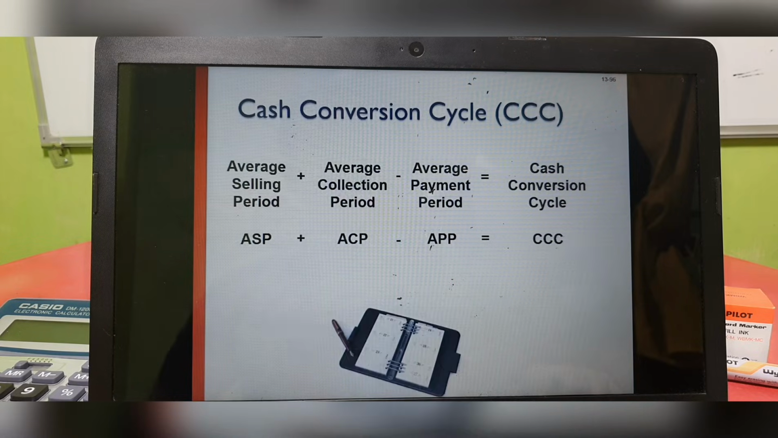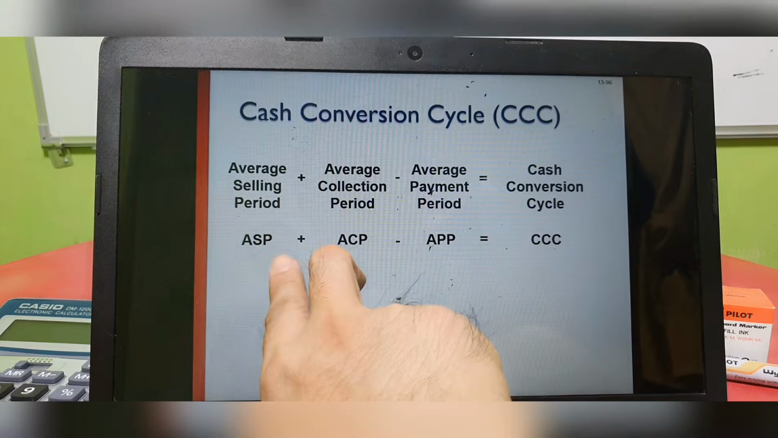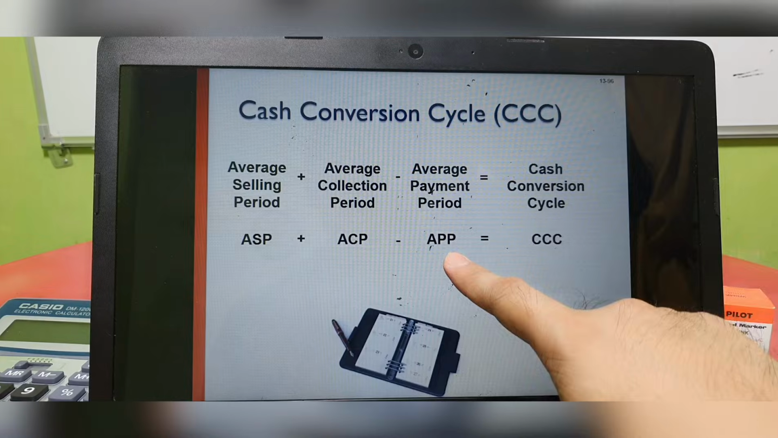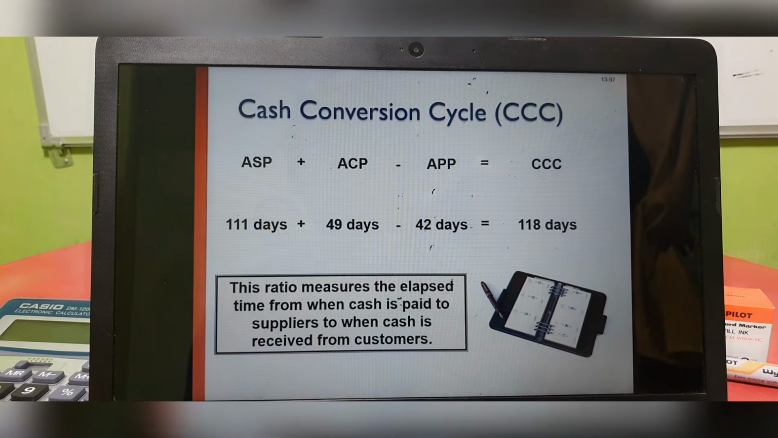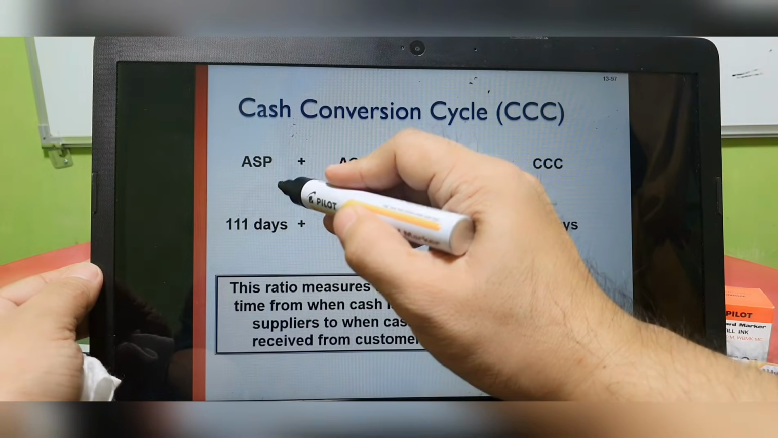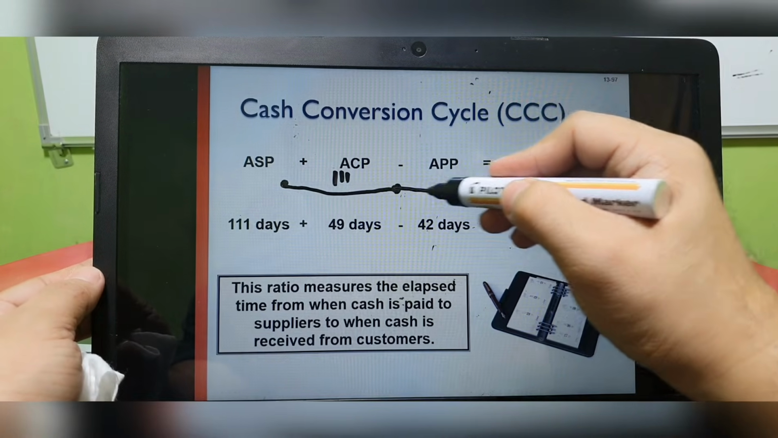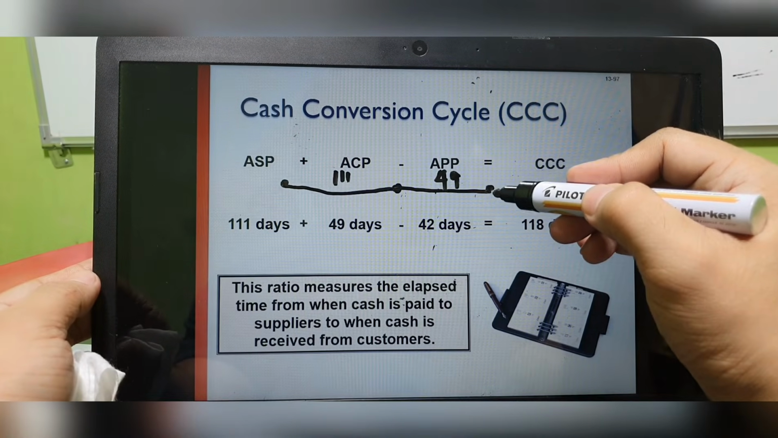Okay, para saan to? We have the cash conversion cycle. Ang cash conversion cycle ay average selling period plus average collection period. Remember, yung dalawa na to ay operating cycle. If we deduct the average payment period, that will give us the cash conversion cycle. So, ito yung ating data. So, 111 days. Binili mo yung inventory ngayon. After 111 days, nabenta natin. Tapos, after 49 days, nakolekta yung ating accounts receivable.